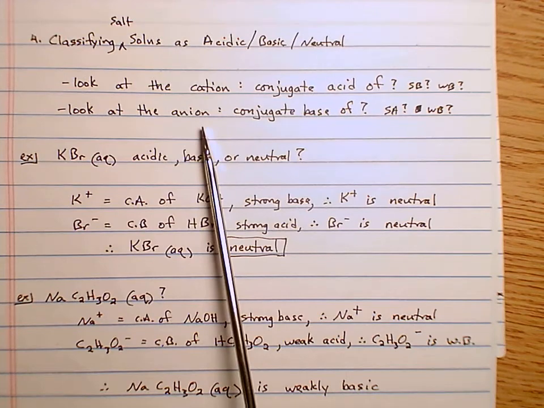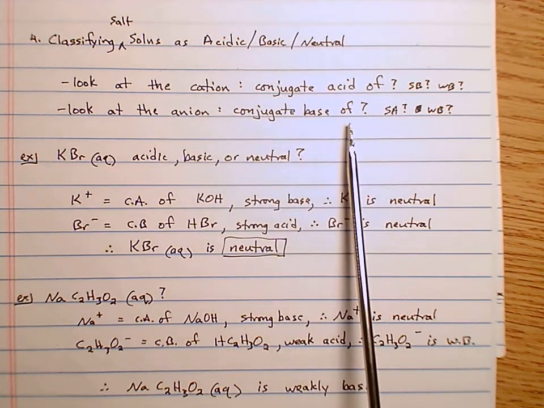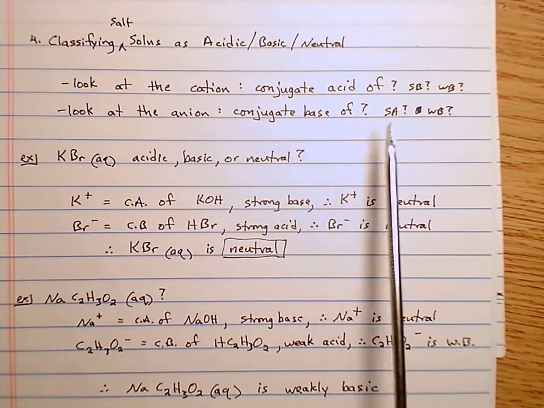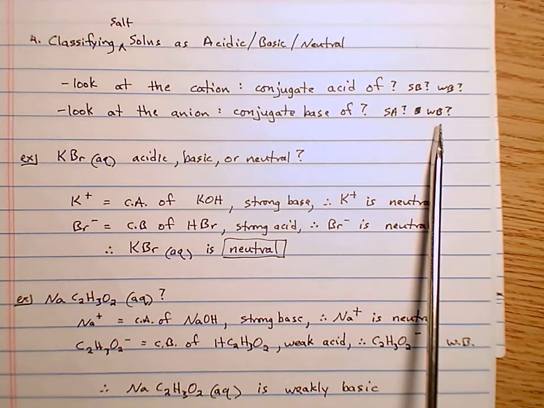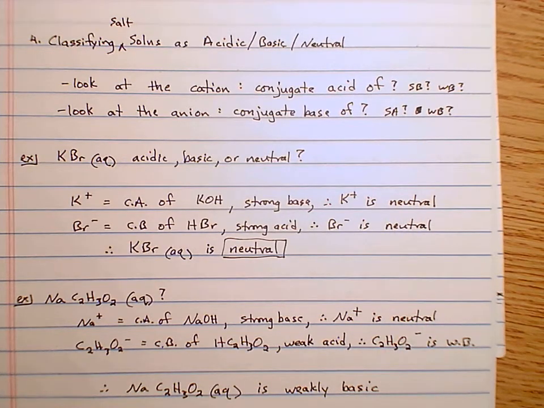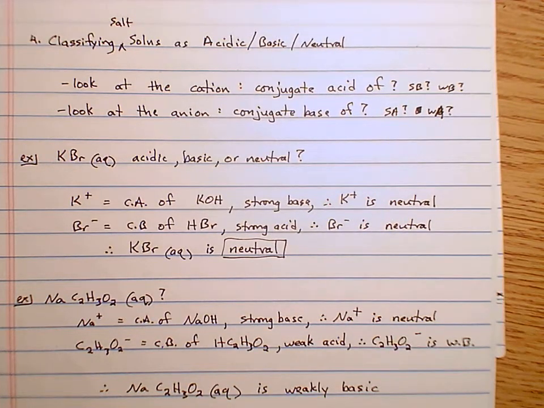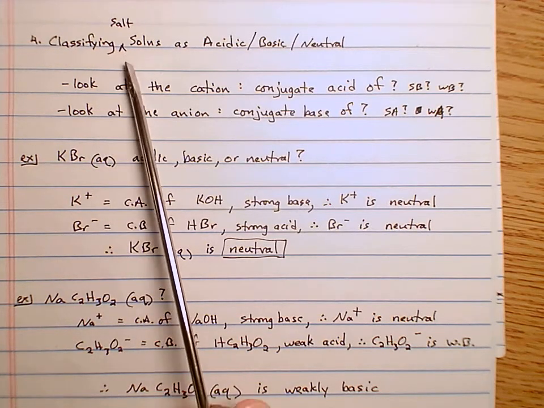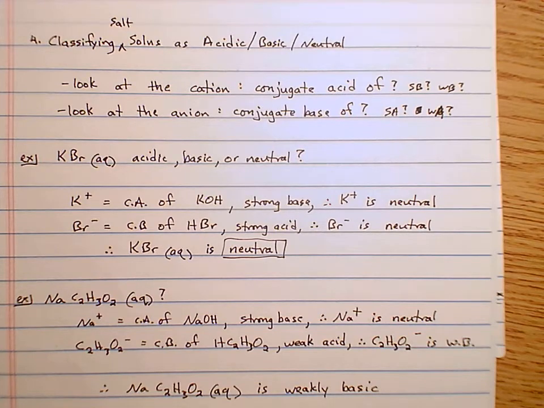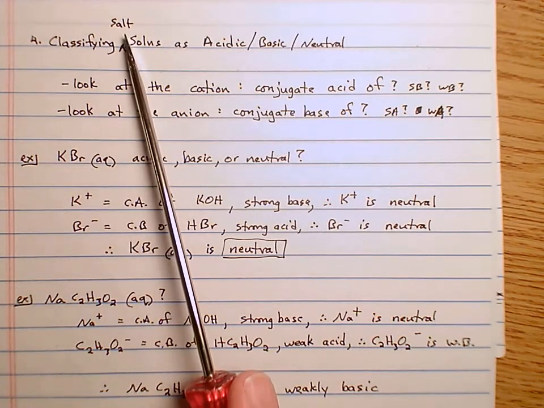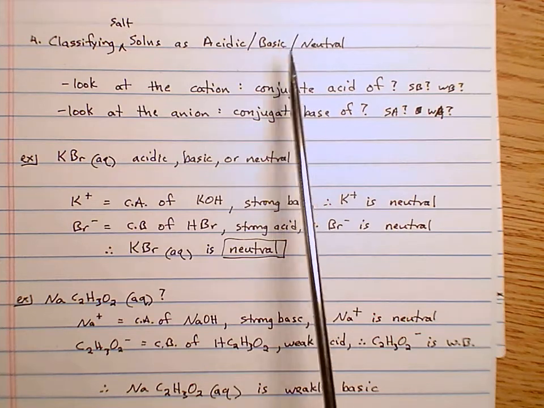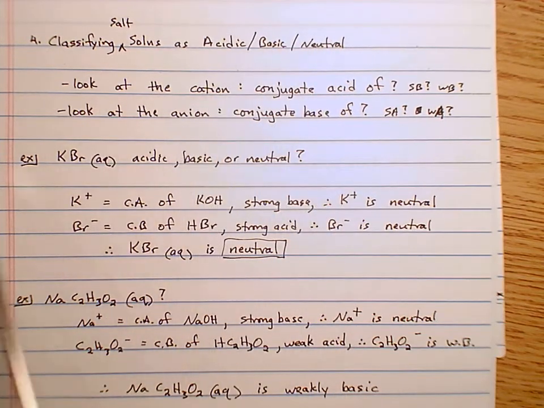Then we look at the anion. The anion is going to be the conjugate base of an acid. Is it the conjugate base of a strong acid or a weak acid? And that will help us determine what's going to happen when we throw this salt into water. When we take this solid ionic compound and throw it in water, will it be acidic, basic, or neutral? We need to look at the cation and the anion, and say, okay, this is the conjugate base of what? And that will help us start out.